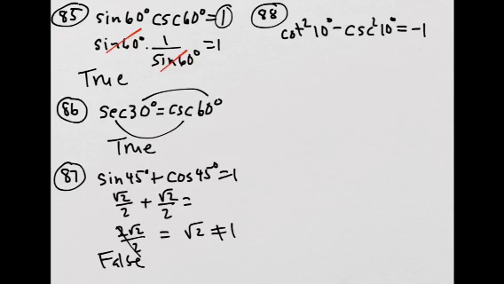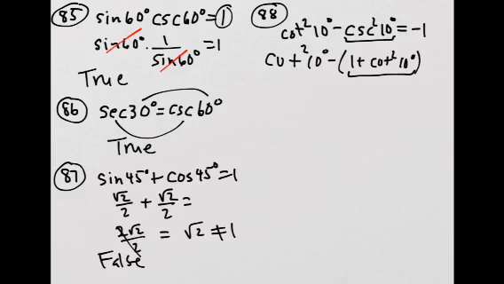Alright, so we have an identity that says 1 plus cotangent squared theta equals cosecant squared theta. So I'm going to replace the cosecant squared theta with 1 plus cotangent squared theta. Not theta, but 10 degrees. So all I did is I replaced this with this. I substituted because the identity says that those are equal to each other.